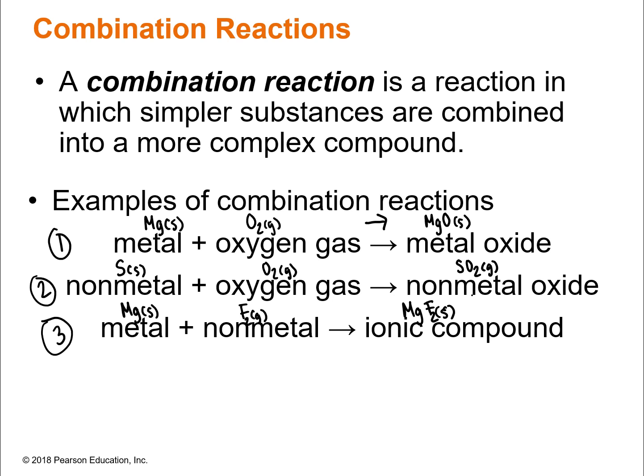So those are examples. I go over examples in the YouTube video. You'll want to pay attention to those because you may need to make some predictions about what you make in a combination reaction. So is everybody clear on what a combination reaction is and the expectations in terms of predicting a product based on what your reactants are?